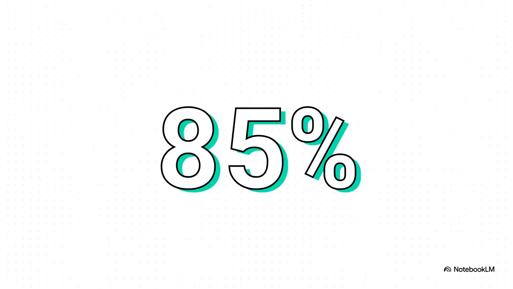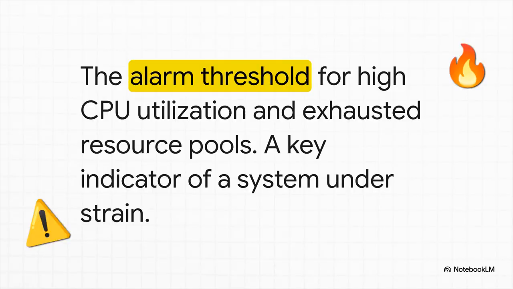Now there's a number that, as an SSR admin, should always make your ears perk up. And that number is 85%. So, why 85%? What's the big deal? Well, that's the alarm threshold for high CPU utilization, and it's also the threshold for other critical resource pools, like the flow table. When you see an alarm at 85%, that is a crystal-clear warning sign that your system is under strain. It's telling you it might start struggling with new sessions or big traffic bursts.